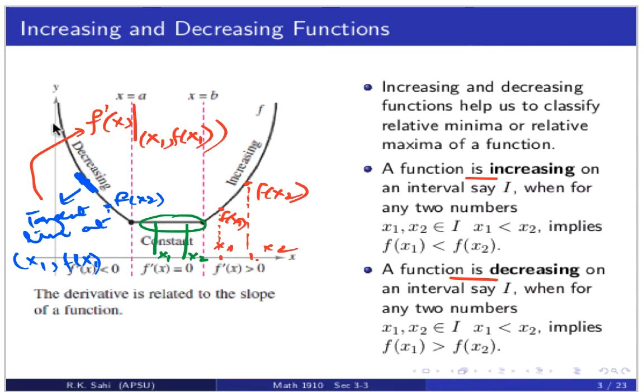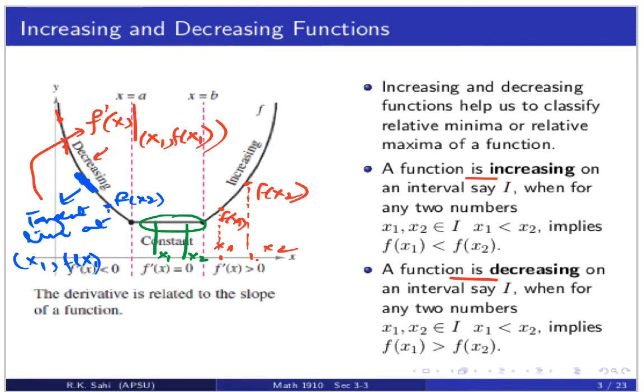So whenever you pick up any point over here, draw a tangent line. All the tangent lines will have negative slopes. And that's the way we look at a decreasing function. Every point on the decreasing part of the graph is going to have a negative value of the derivative at that point.